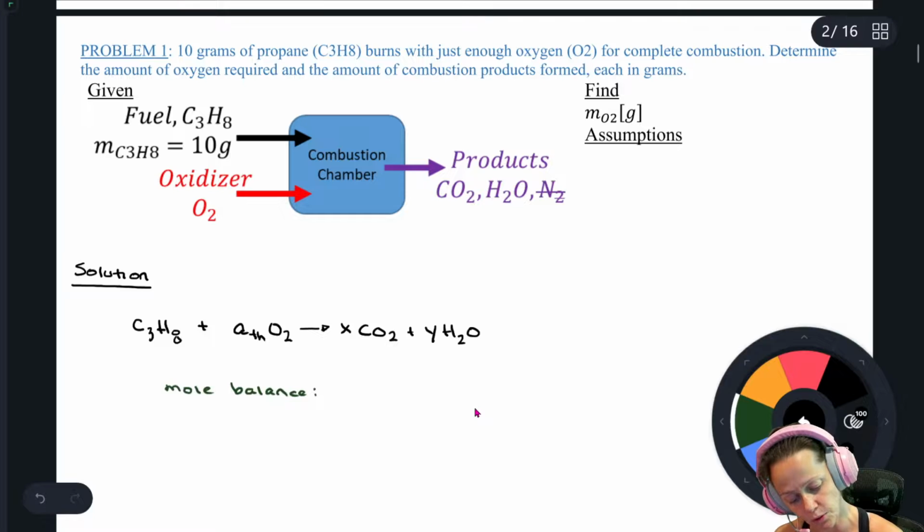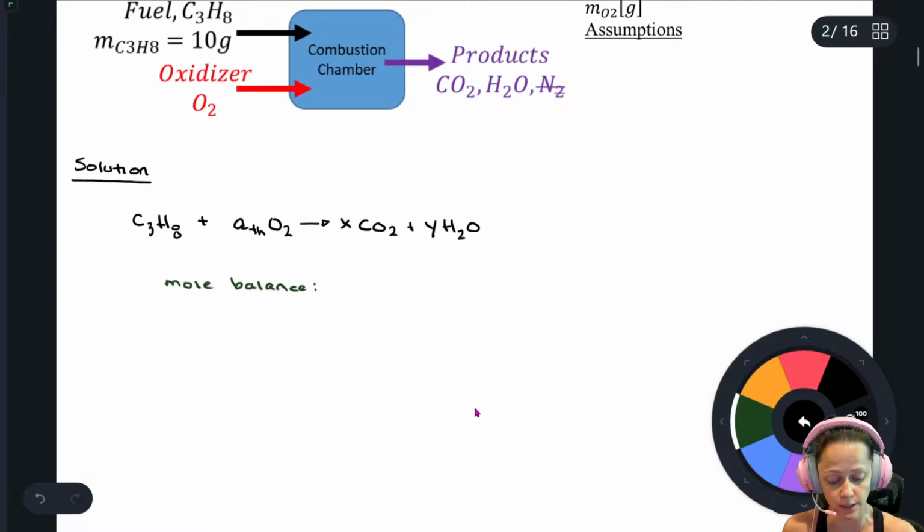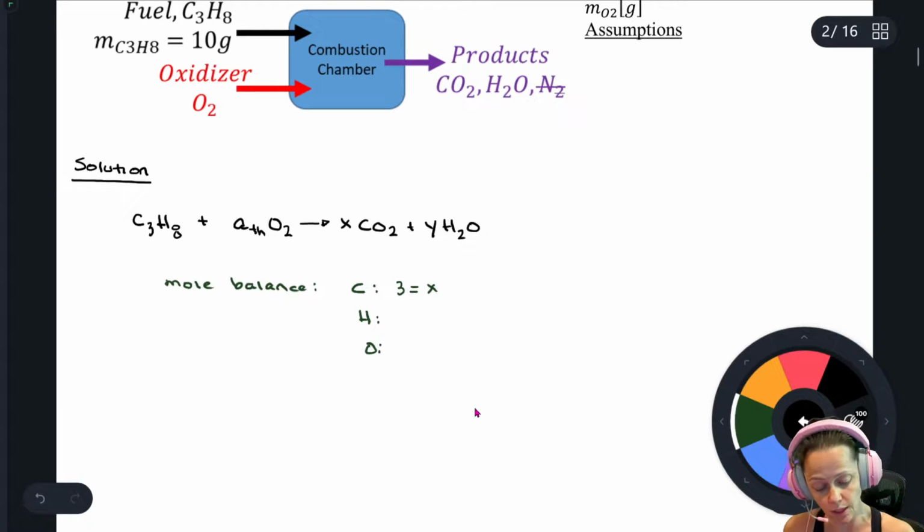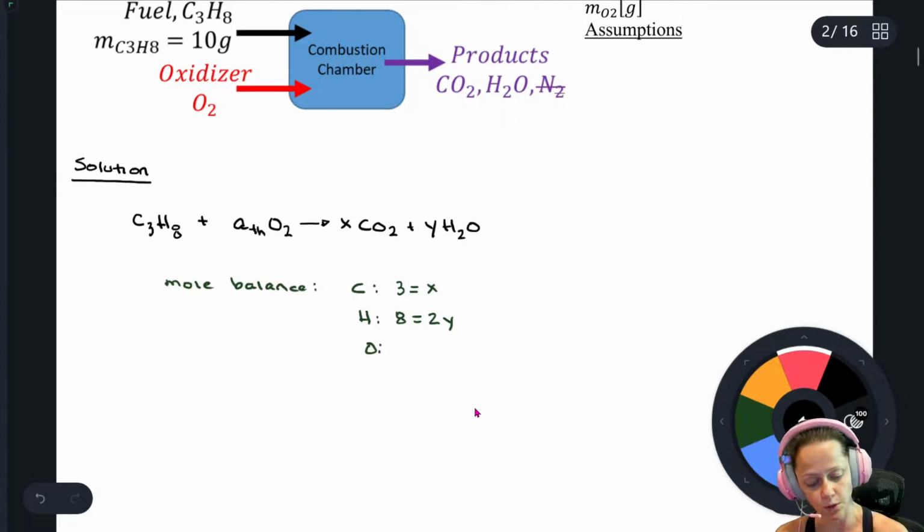All right, so do our mole balance. And we're going to do it on each element here. So I've got carbon, hydrogen, oxygen. I've got 3 carbon on the left-hand side. I've got X on the right-hand side, so X is 3. For the hydrogen, I've got 8 on the left-hand side and 2Y on the right-hand side. So, right, you got a 2 there. So that's why you have that Y.